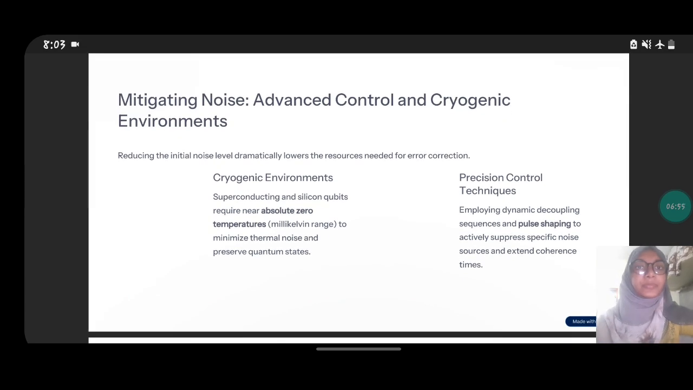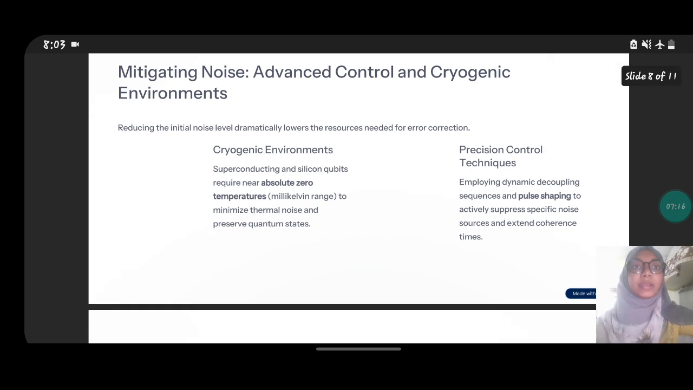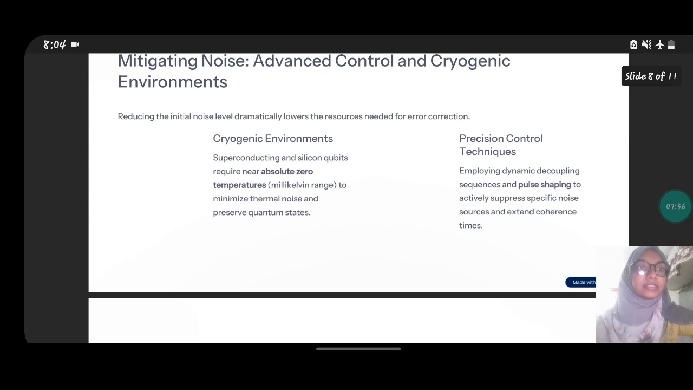Mitigating noise: advanced control and cryogenic environments. There are techniques to reduce decoherence, namely cryogenic environments and precision control techniques. Superconducting materials and silicon qubits require near absolute zero temperatures to minimize thermal noise and preserve quantum states. And coming to precision control, employing dynamic decoupling sequences and pulse shaping to actively suppress specific noise sources and extend coherence time.